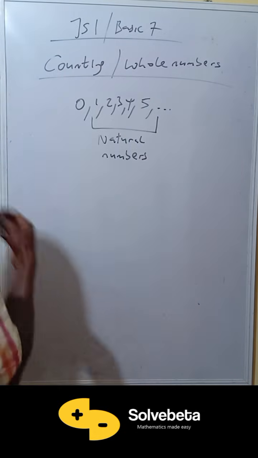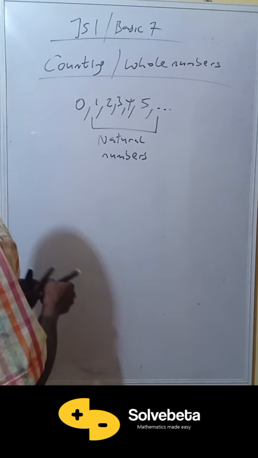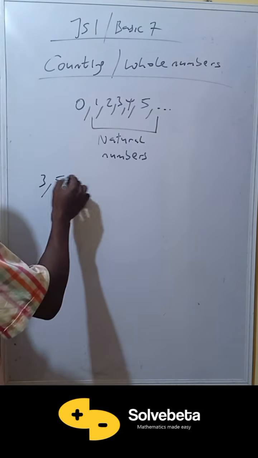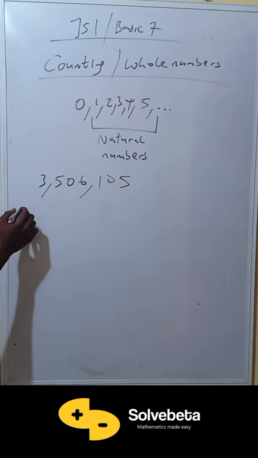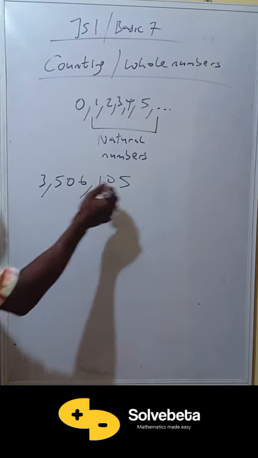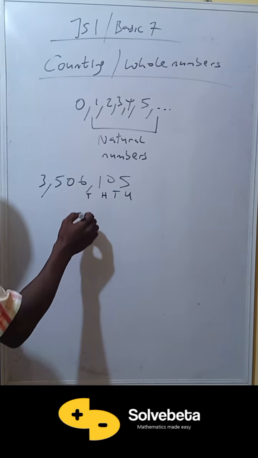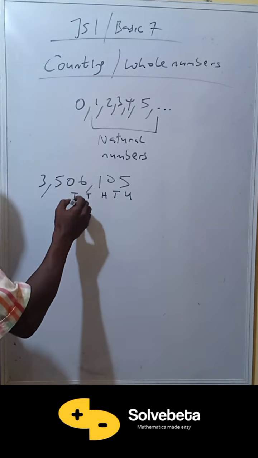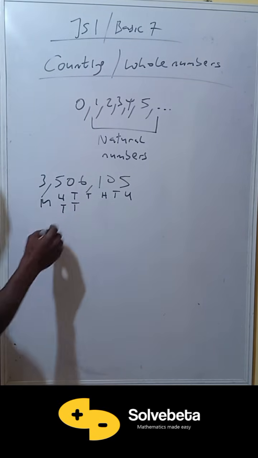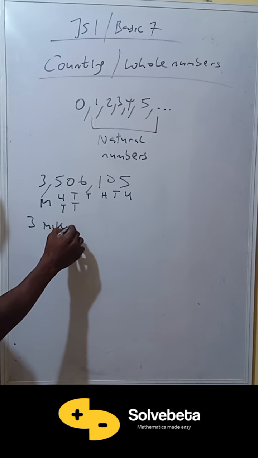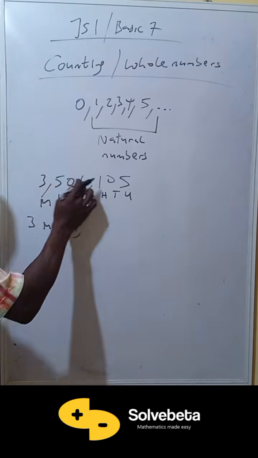And we learned how to write numbers in words. For example, how do you write this in words? This is 3 million. So you can write the place values: units, tens, hundreds, 1,000, 10,000, 100,000, and million. So this will be 3,506,000.